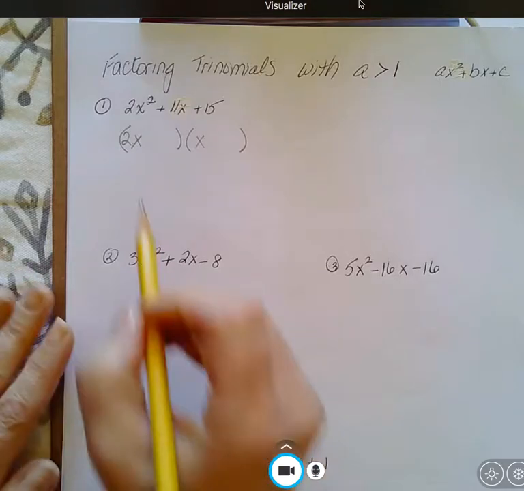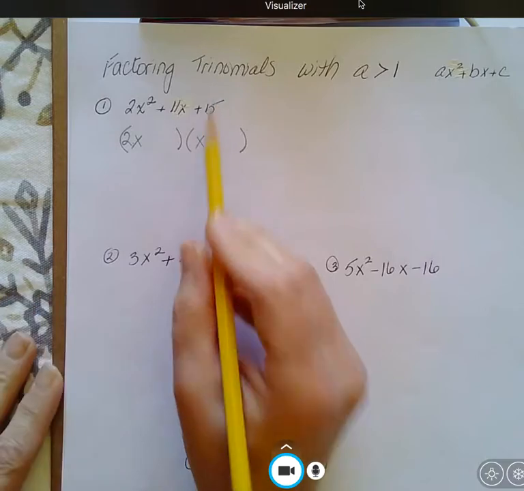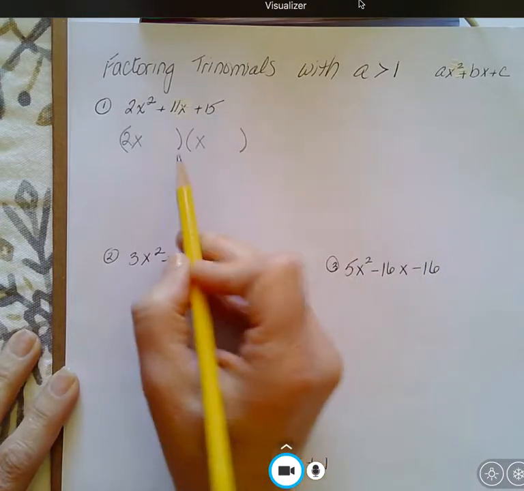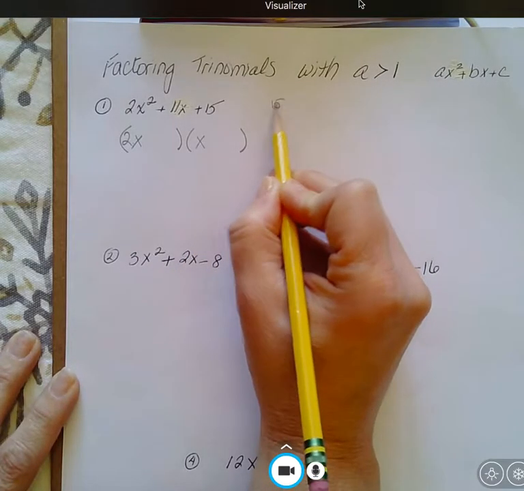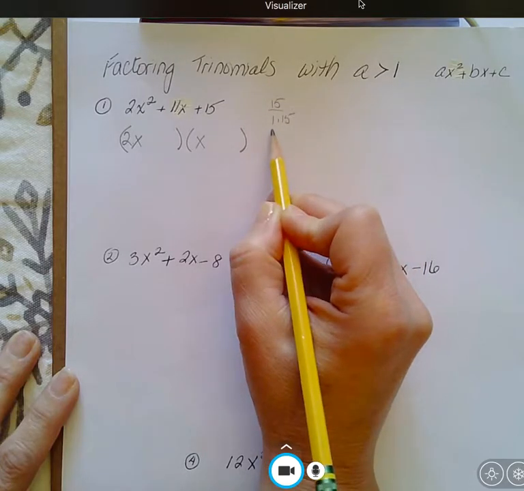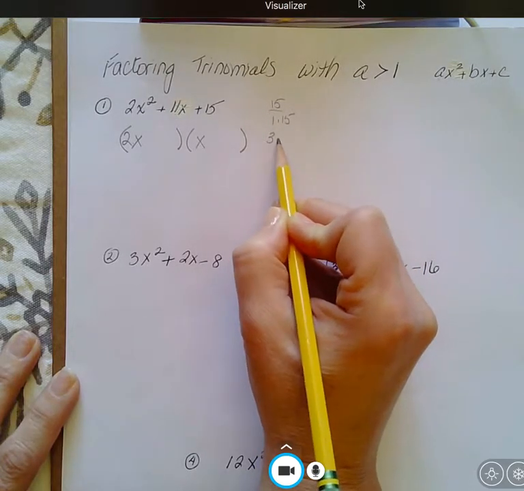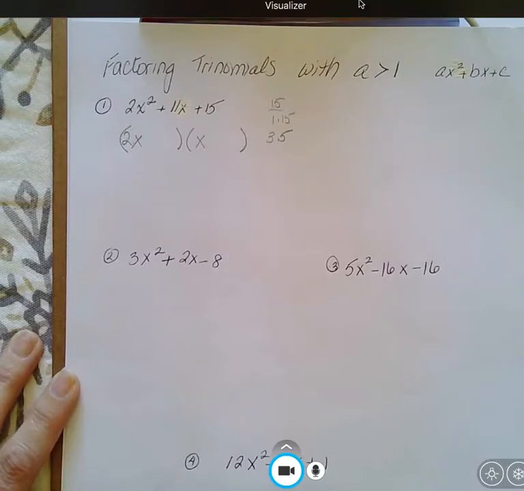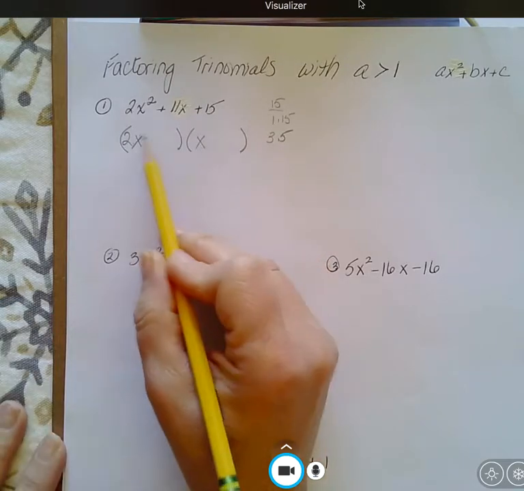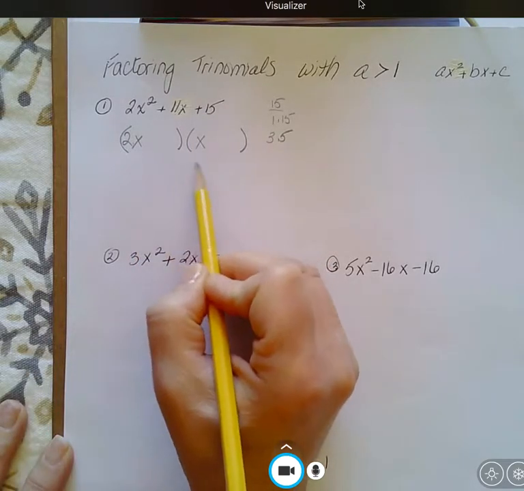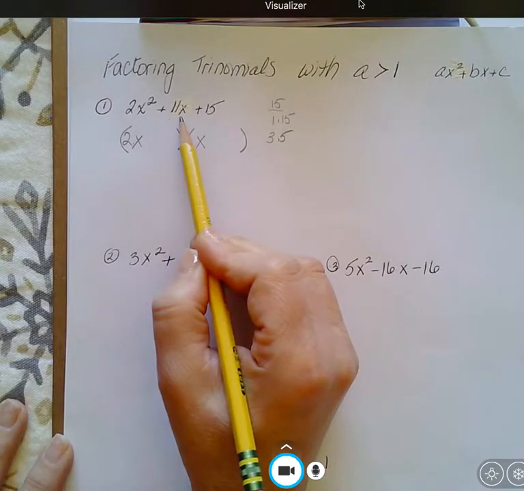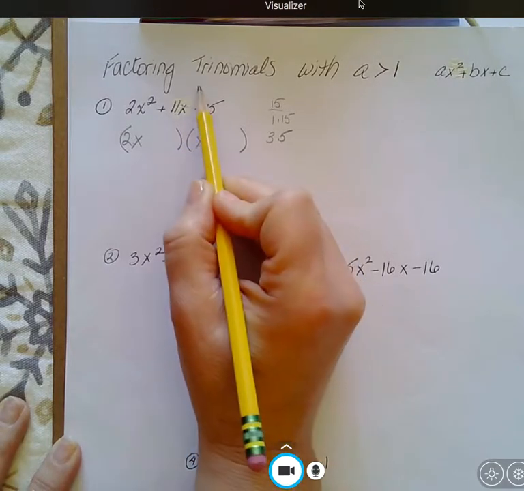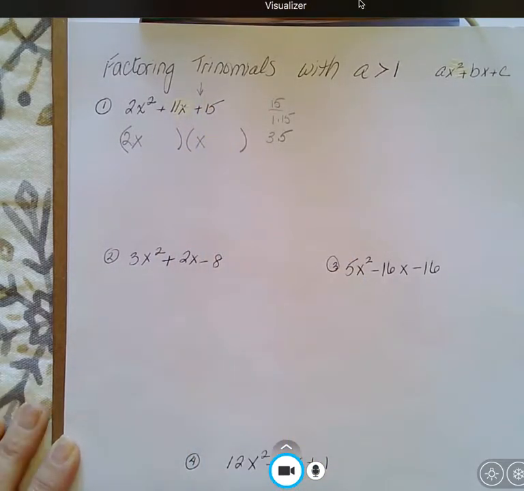The next thing I'm going to remember, now that I have this set in stone, is that I'm going to work on my 15. Well, 15, that's what I'm going to use to get my last two numbers when I multiply them. So if I multiply my last two numbers to get 15, my choices are 1 and 15 and 3 and 5. So these are my couple of choices, and then I'm going to remember that whatever happens here, I'm going to multiply my outers and my inners, multiply it out, and that's how I'm going to get this middle number of 11x. Remember that I have to add to get that middle number of 11x.